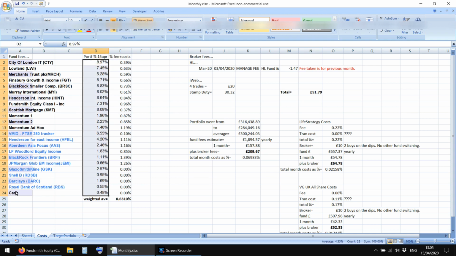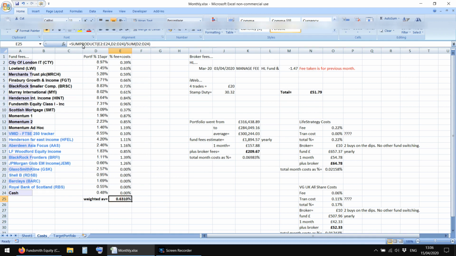I had more cash at the beginning of the month, obviously, so it's going to be inaccurate, but it's a half decent guess at least, without spending hours and hours trawling through data. And obviously the individual shares don't have fees or costs, and cash gets zero. Then I've done a weighted average of this column and that column. So I estimate that my overall fund charges, including costs within the fund, is 0.631.